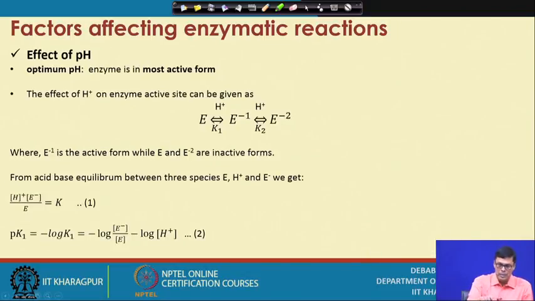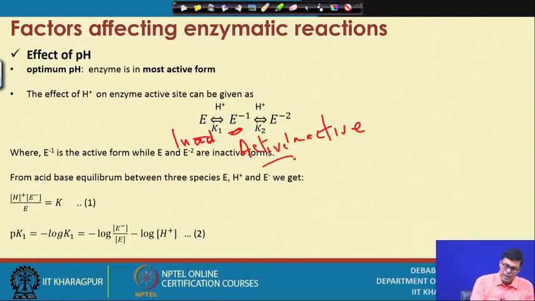Now we want to go into a little more detail on how the pH effect on the enzymatic reaction can be explained. Let us assume this is the enzyme, which is inactive. Am I right? And this is also inactive. Now let us assume this is active. So what is happening is that when the enzyme loses one hydrogen ion, then E minus 1 is there, and we consider this as active. But if it loses one more hydrogen ion, then E minus 2 becomes inactive.